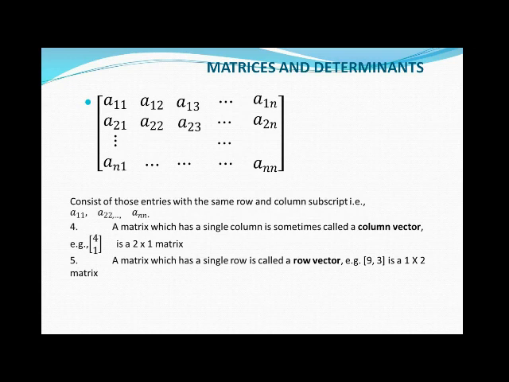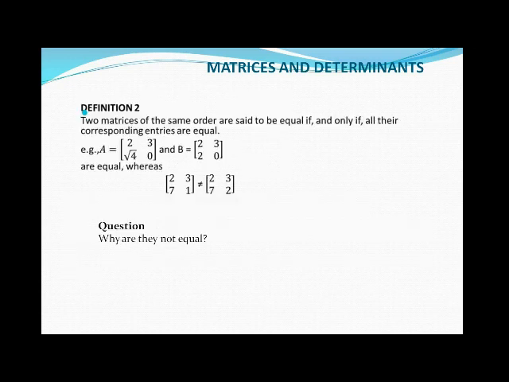What do we mean by column? A column is the vertical arrangement in a matrix, while a row is the horizontal arrangement of a matrix. Now let's look at definitions. Two matrices of the same order are equal if and only if all their corresponding entries are equal. Let's look at examples of matrix A and B.